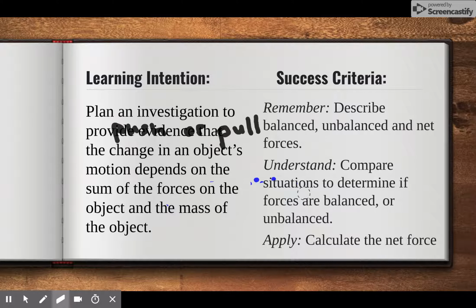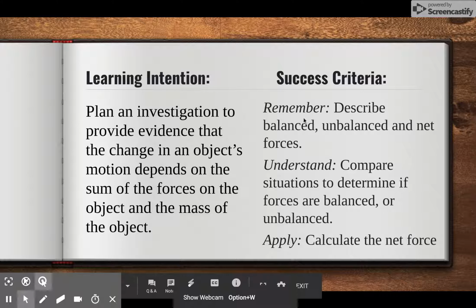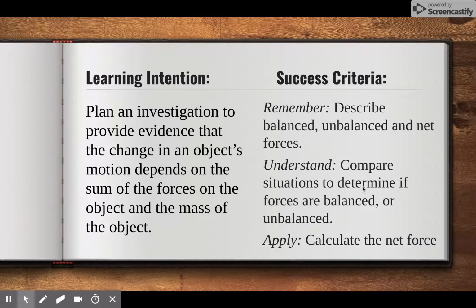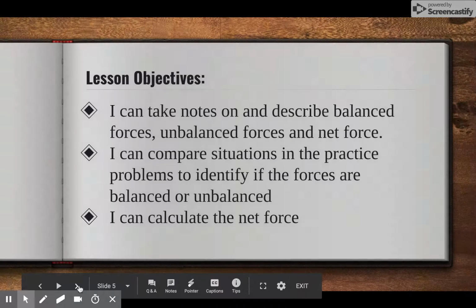The learning intention today is to plan an investigation to provide evidence that the change in an object's motion depends on the sum of the forces. So it is still the same learning intention that we've been doing before. Success criteria is to describe balanced, unbalanced, and net force, to compare situations to determine if forces are balanced or not, which will be done in class, and to calculate the net force.